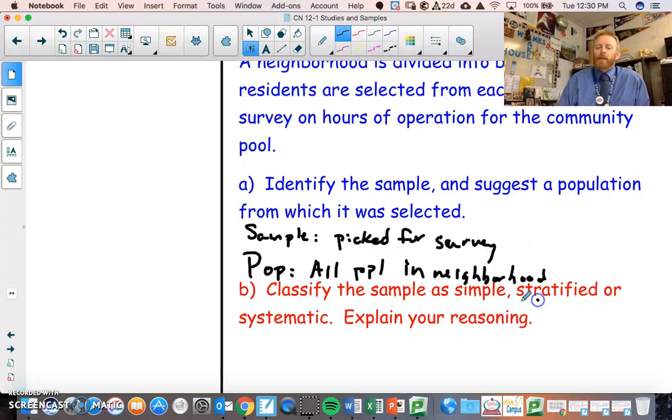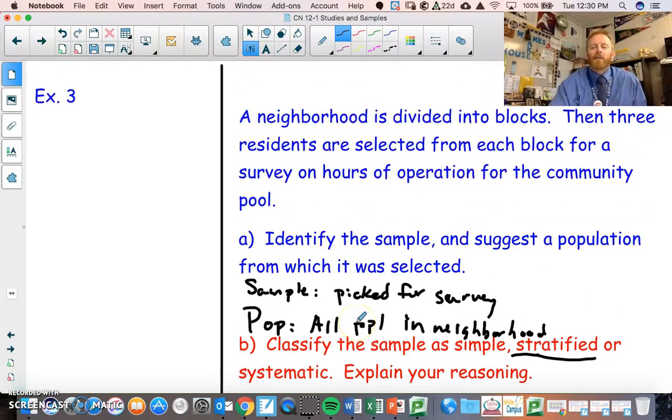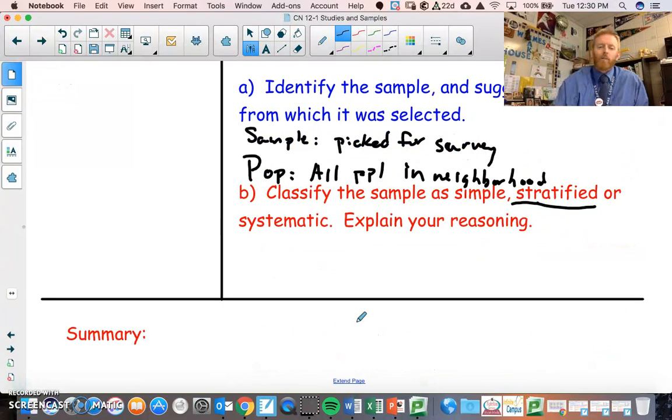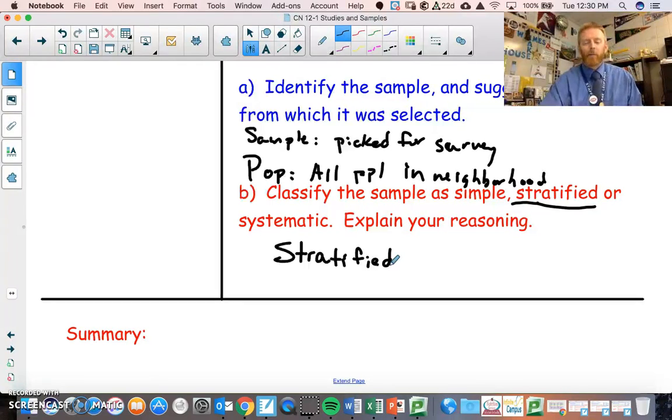Now, I am going to say that this is a stratified group because we broke the large neighborhood into blocks, and then 3 residents were picked from each one. So I'm calling this stratified because we took the large neighborhood and we broke it into a smaller group of blocks, and then we took people from there. And that's how I know it is a stratified group, because you take the whole thing and then you break it up. Now, hopefully you're finding this information to be super duper easy.